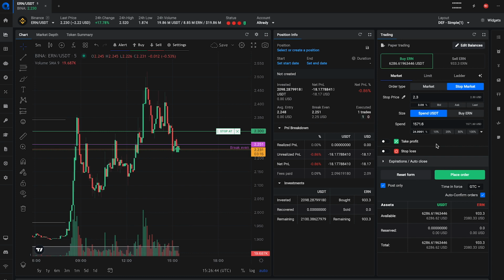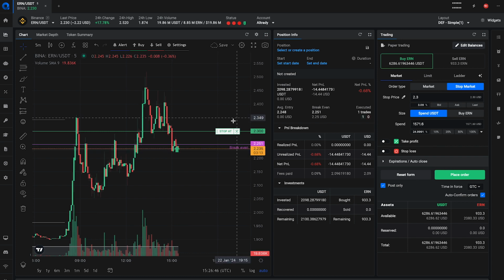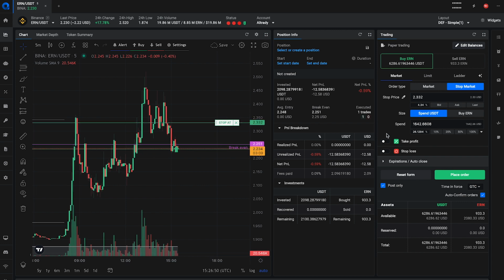If you want, you can drag the stop price in the chart to a different location based on your determined price levels. Review and confirm your order. Please note that the stop market order does not reserve any coins until the stop price is reached.